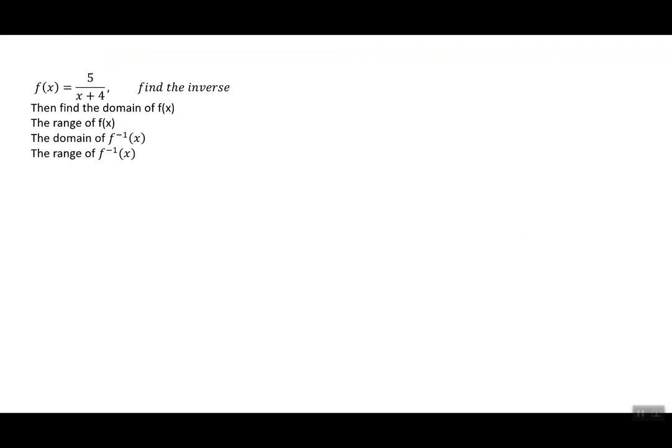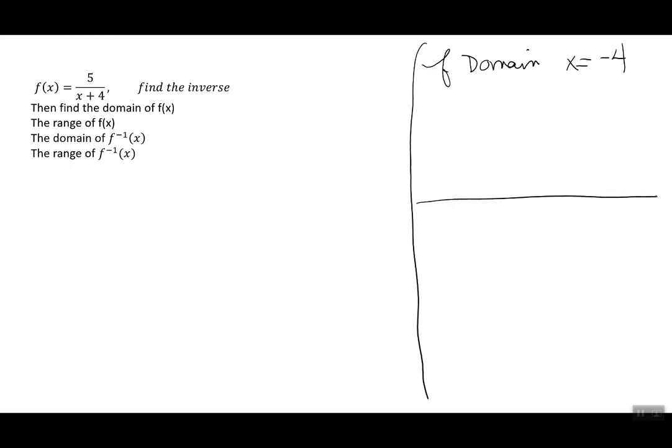So let's try again. Here's a different function. It says 5 over x plus 4, and again, we're going to find the inverse. Let's go ahead and write a little note here. For f, I know the domain is x cannot be negative 4, right? I can't put negative 4 in because that would give me 0 in the denominator. So let's look at f inverse. When I say domain and range, I'm going to come back and use that 4 later, but not yet. Okay, so let's find the inverse function.